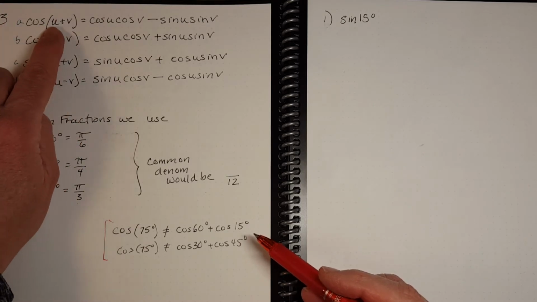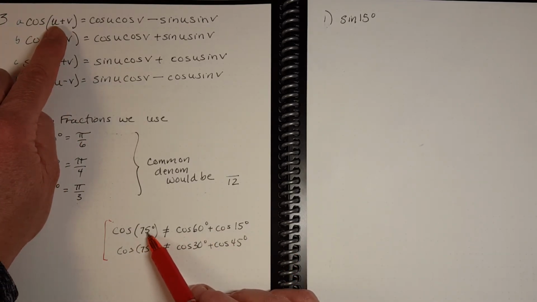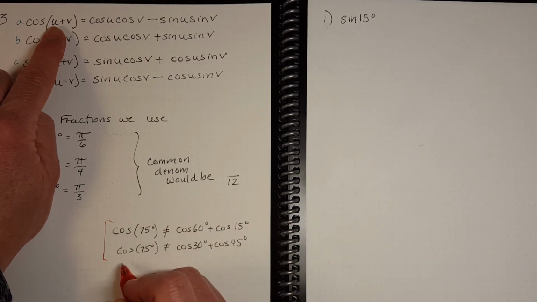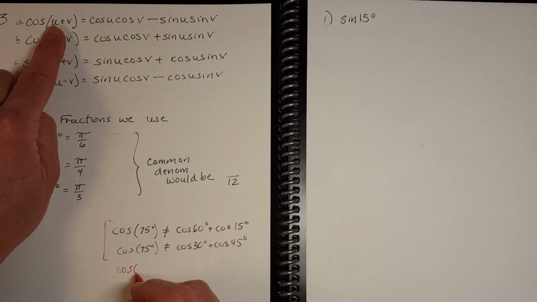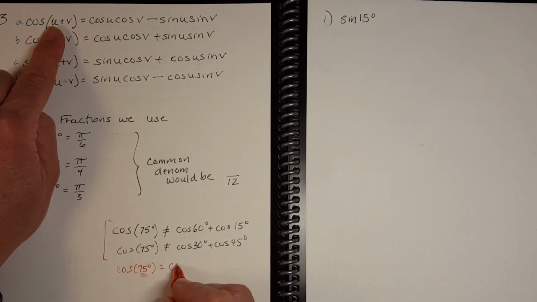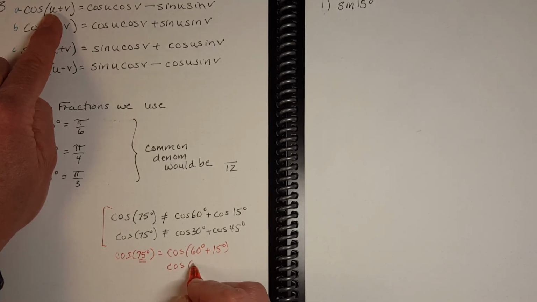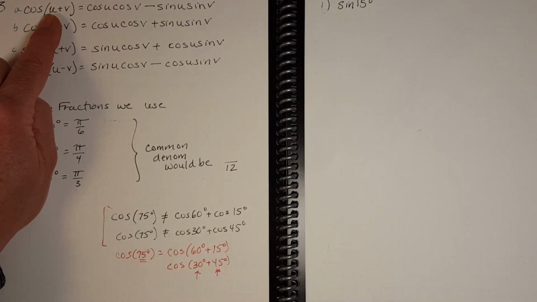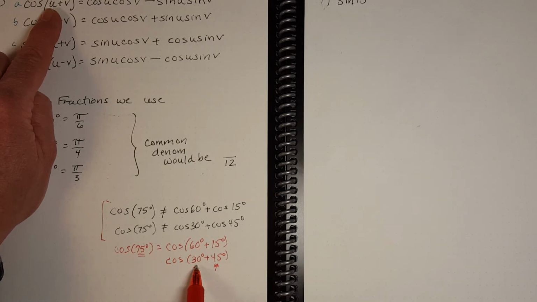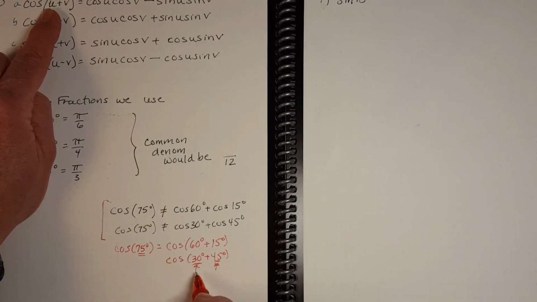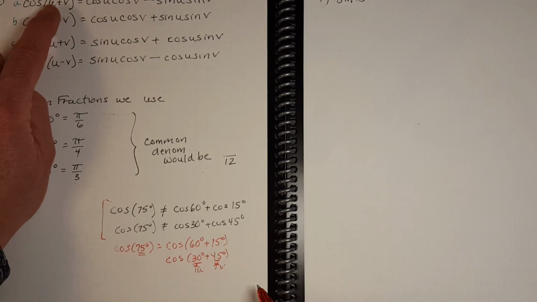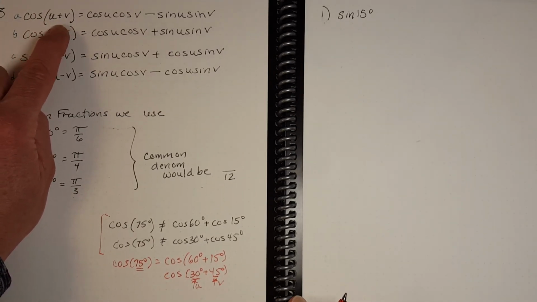So the way that we would do it is we would say 75 degrees. Instead of separating it outside, I could stay inside of the parentheses and rewrite the cosine of 75 degrees as the cosine of 60 degrees plus 15 degrees, or as the cosine of 30 degrees plus 45 degrees. These two angles are on the unit circle. So I could take these two angles and call the first one u and the second one v and plug it right into this equation of cosine of u plus v.